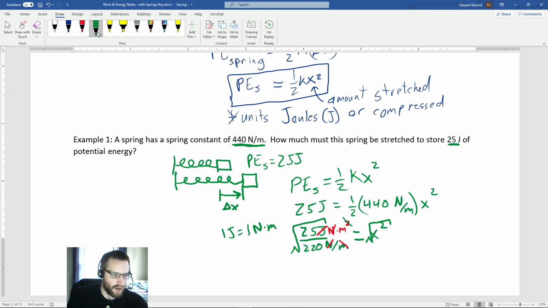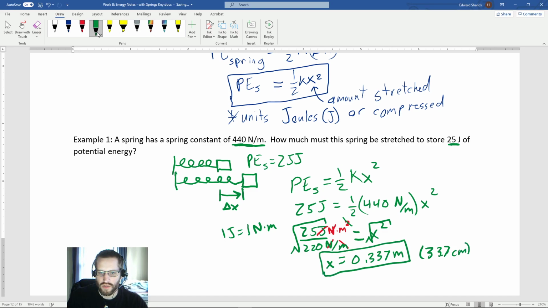And so I'm left with the answer that x equals 0.337 meters, or in other words, I need to stretch this spring 33.7 centimeters, and that will store 25 joules. All right, so let's look at a couple more examples on the next page.